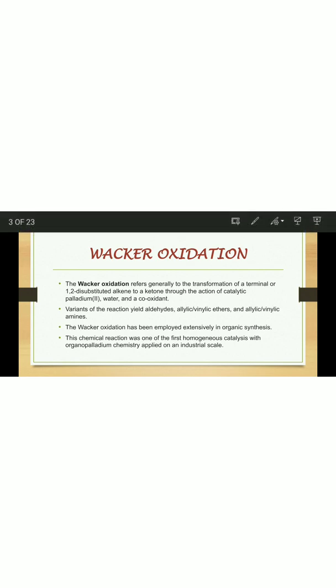Wacker oxidation refers to the transformation of a terminal or 1,2-disubstituted alkene to a ketone through the catalytic action of palladium, water and a co-oxidant. The variants of this reaction will yield aldehydes or allylic or vinylic ethers and allylic or vinylic amines.